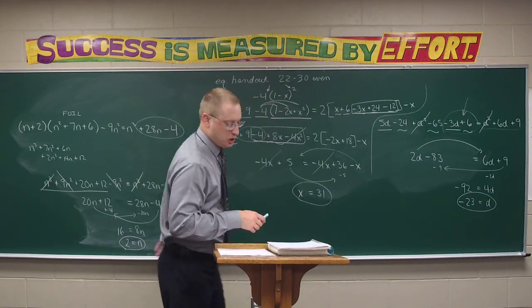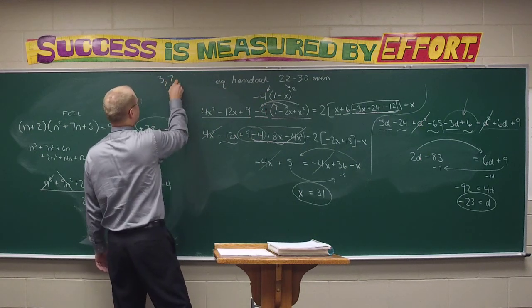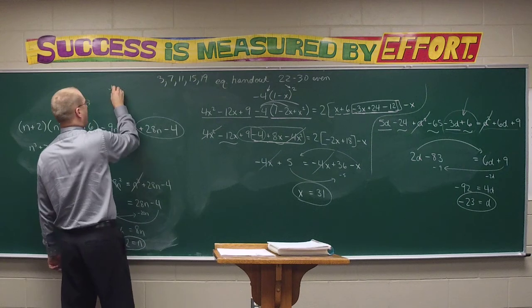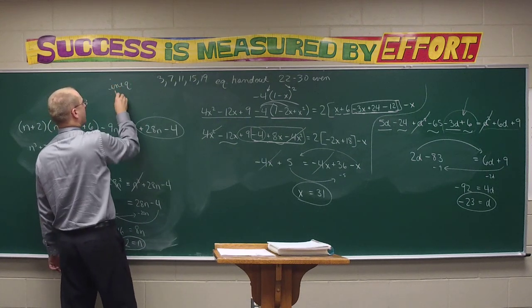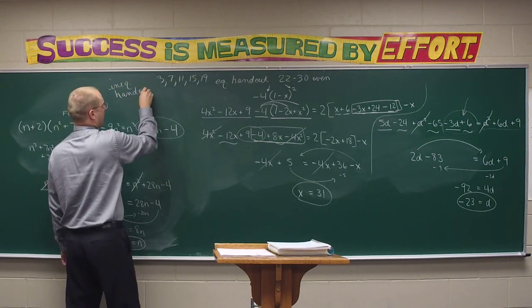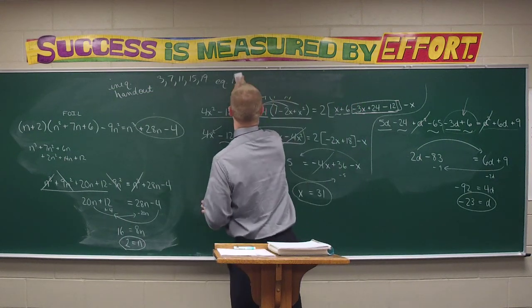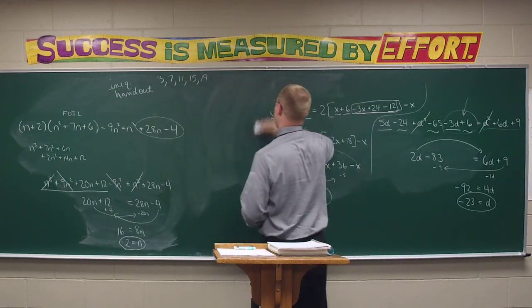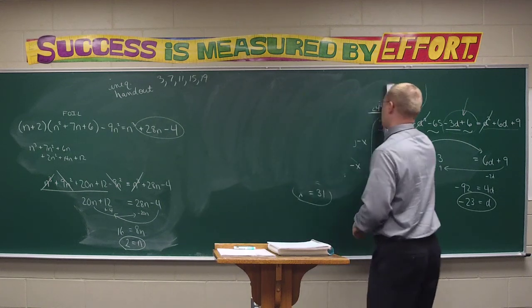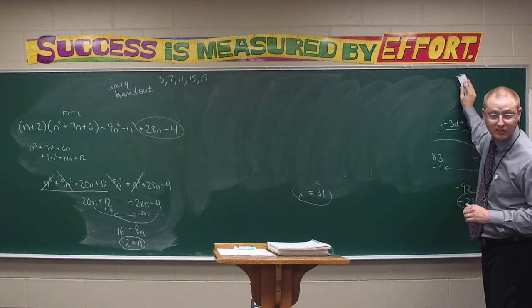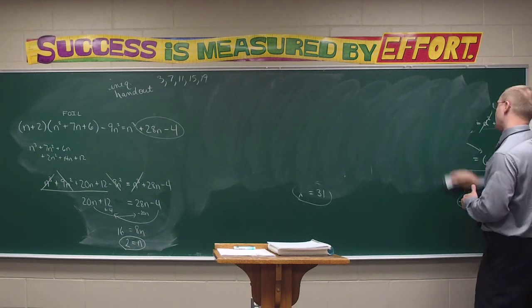Now I want you to do numbers 3, 7, 11, 15, and 19 on the inequality handout. The only difference, you multiply or divide, usually divide, by a negative class. If you divide by a negative class, switch the inequality sign around to face the other way.